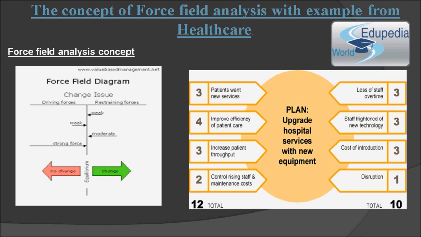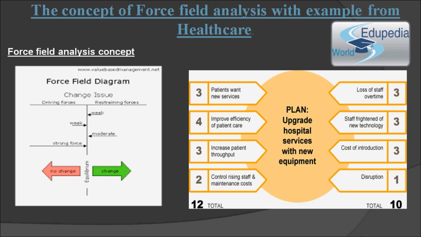Now here we see that the forces for change which are helping us have a total of 12 in the first column, and the forces which are restricting us are 10. So the force for the change is much more, so the change will start happening.